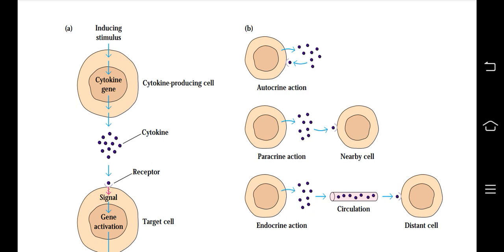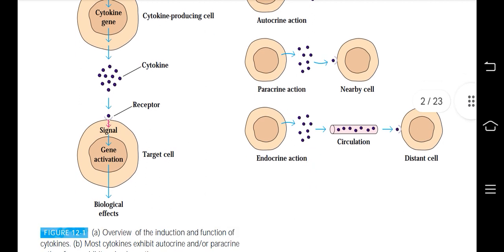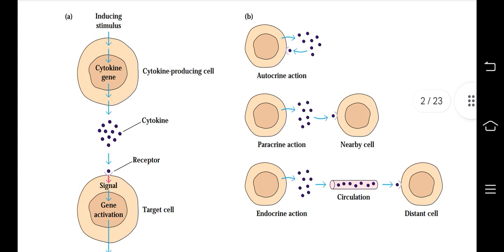Later that will be producing cytokine, which travels and binds to the receptor on the target cell, which induces some sort of signals. Then gene activation will be taking place inside that target cell, which will be eventually leading to biological effects. So just try to draw this picture if you are undertaking a written examination.